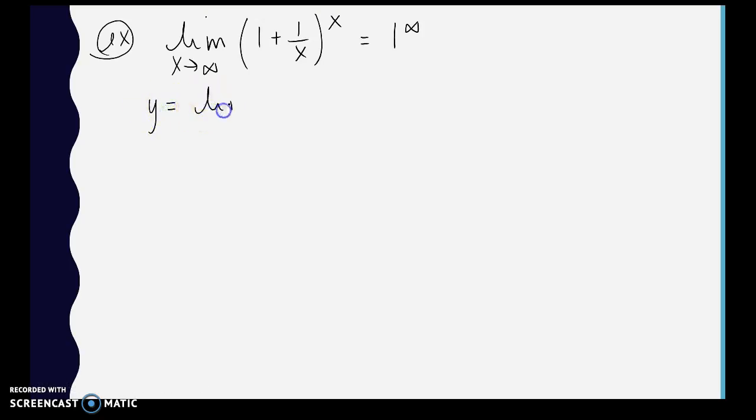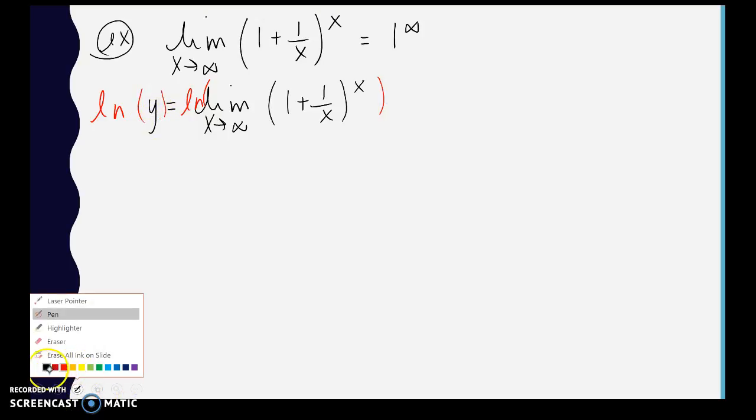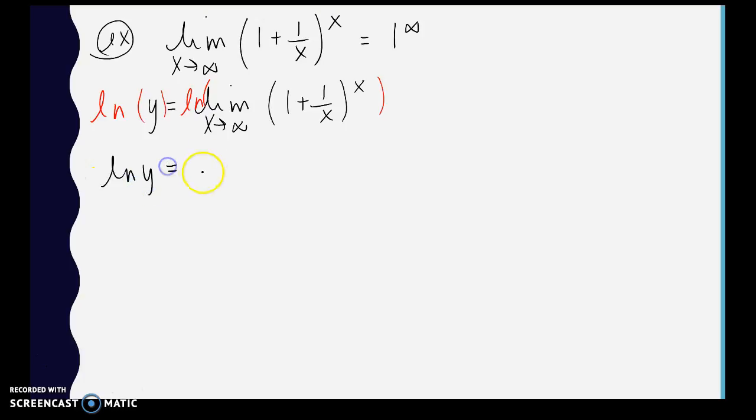So I'm going to make this into an equation, and I'm going to say let y be this limit. And then I'm going to take the natural log of both sides of this function. And I can do that. It's an equation, so as long as I maintain balance, I'm going to rearrange it. So I have the natural log of y equals the limit as x approaches infinity of the natural log of the expression.